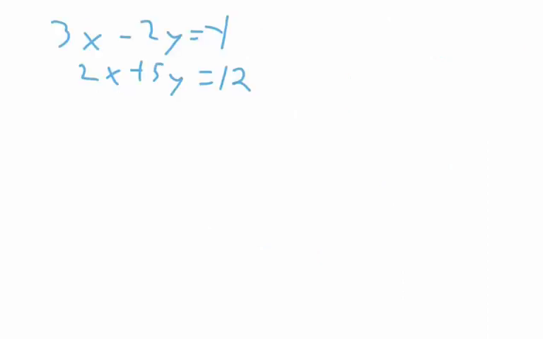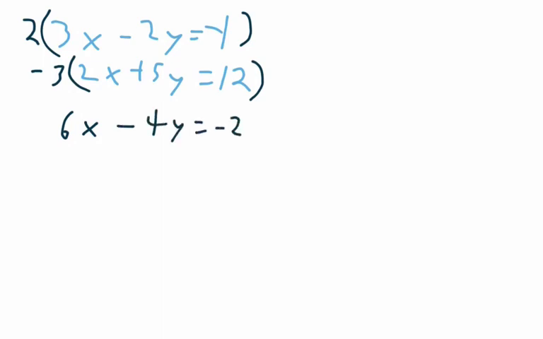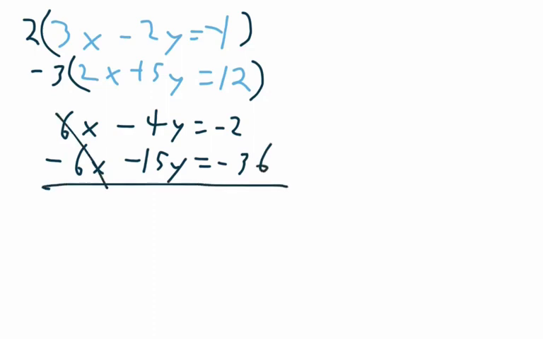For problem number 5, I have to multiply both equations. There's a lot of different choices. I'm going to multiply the top equation by 2 and the bottom equation by negative 3 in order to eliminate the x's. Because one of them is going to be 6x and the other one is going to be negative 6x minus 15y minus 36. The x's cancel. Negative 19y equals negative 38.